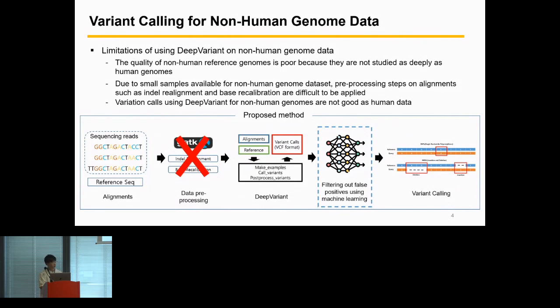That is why the performance of variant calling results from DeepVariant on non-human genomes is not as reliable as on human data. To overcome this issue, we propose a machine learning approach to filter out false positive variant calls from DeepVariant. This model is specifically designed to improve the accuracy and reliability of variant calls in non-human genomes.